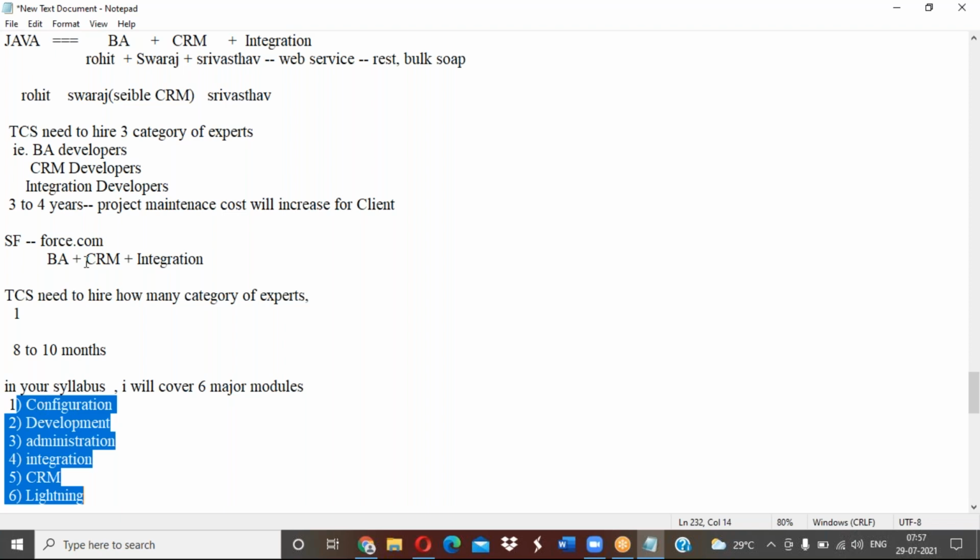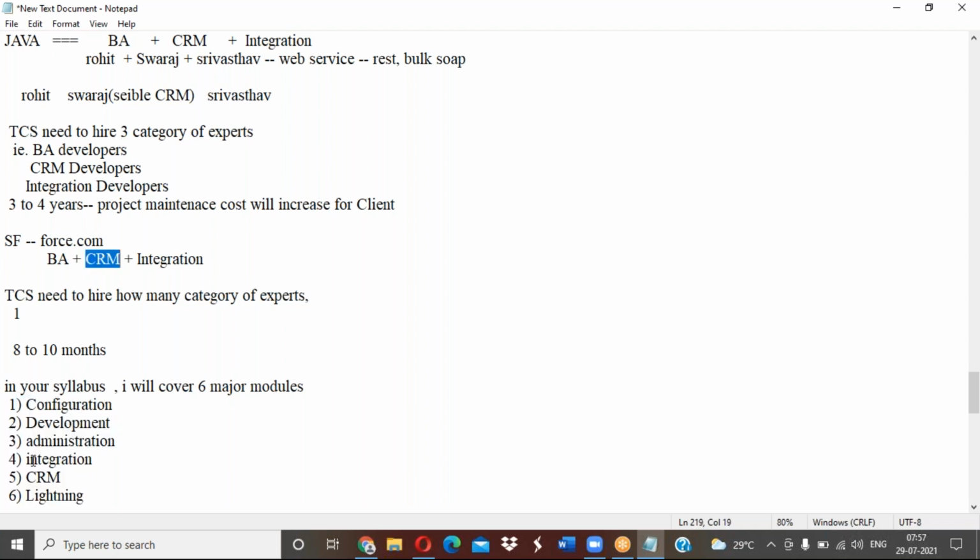So here, CRM is also covered. Integration is also covered. And business application is also covered in development. Everything is covered. So obviously, Rohit is the one person who can develop the entire enterprise application, or not? Yes or no? Then automatically, from the client's point of view, project maintenance cost is reduced. That is why most of the companies are using what? Salesforce only. Understand the point clearly?